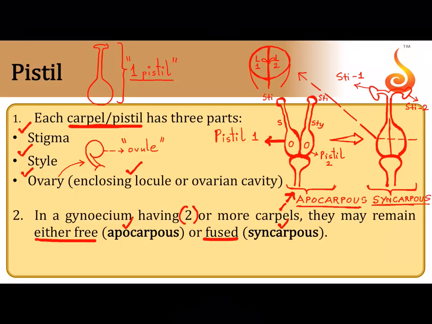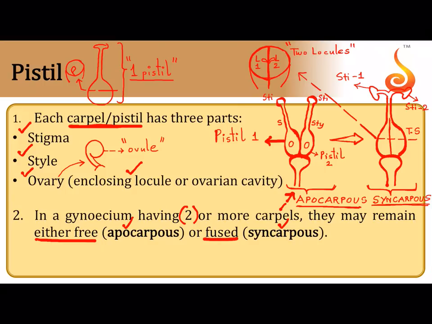So please bear in mind, how do you know that they have fused together? The best way to find out is to take the transverse section of the ovary. If you see two locules, in this example I have taken two carpels, so you will see two locules inside the ovary, not a single locule. If it is a single pistil, when you take a transverse section, you will only see one chamber inside, in which you will see the ovule sitting. But here you are seeing two locules because it is a fusion of two pistils.